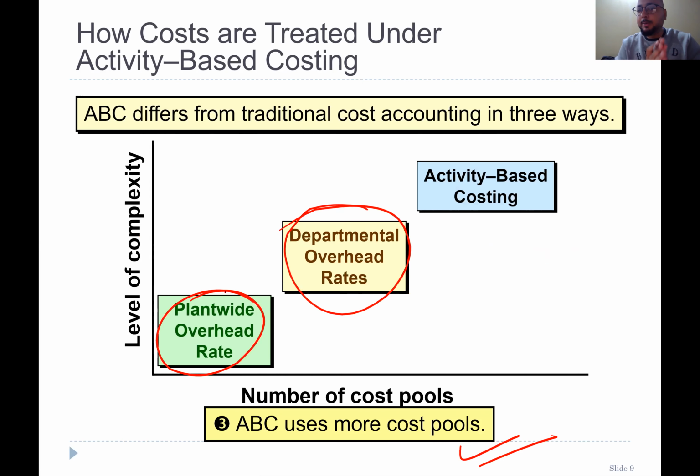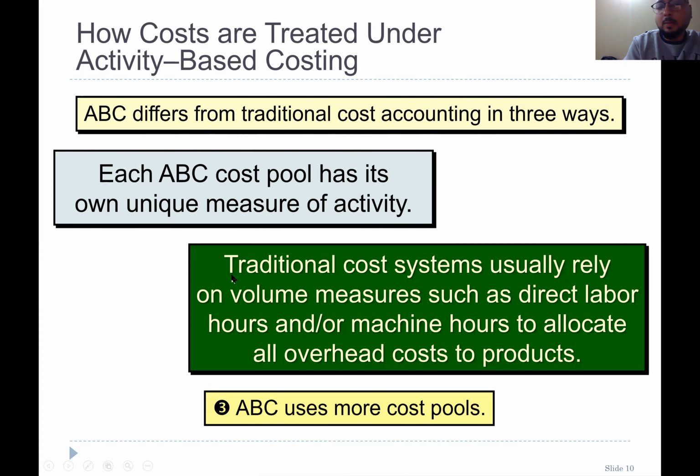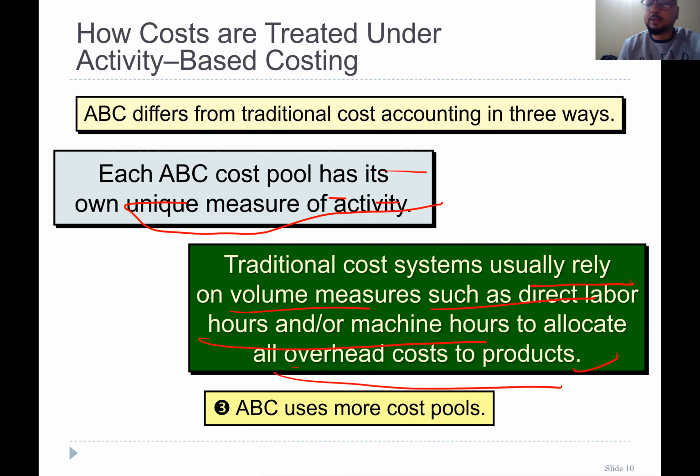So we divide the whole process into different activities, and we gather all the cost pools and divide each cost pool according to its own activity basis. Each ABC cost pool has its own unique activity measure, while traditional costing systems usually rely on volume measures such as direct labor hours or machine hours, based on overhead, which we allocate to the product.